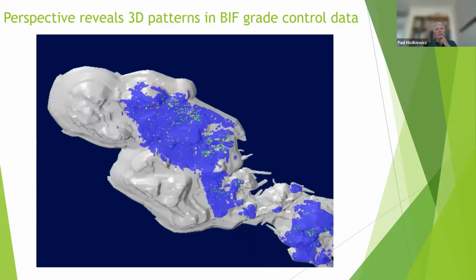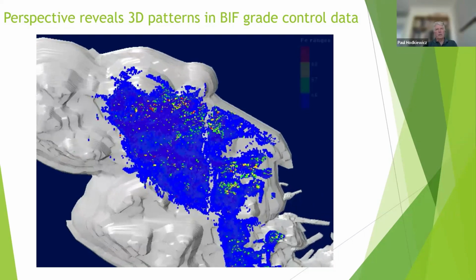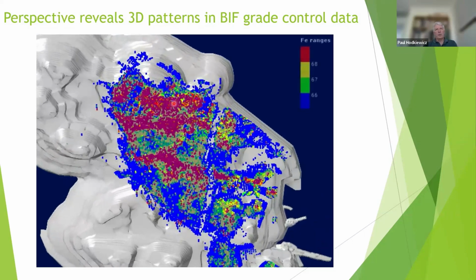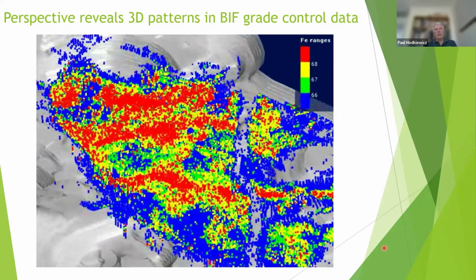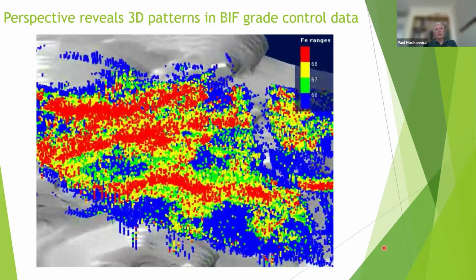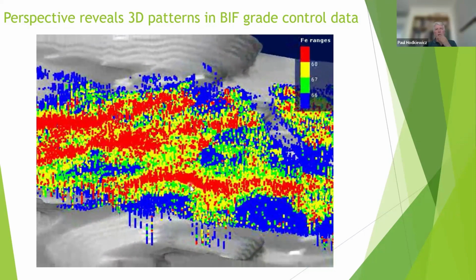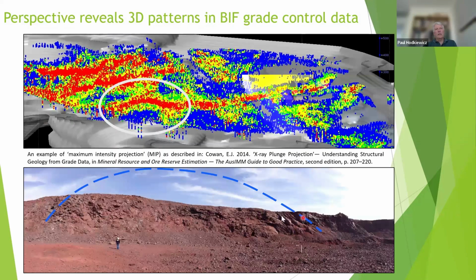So zooming in a bit again, several 100,000 blast hole samples over many benches. You can see the high-grade iron ore in red, but it's only when you turn and look in a certain orientation that you can see these broad open folds. And that's no surprise in a banded iron formation. It's what you'd expect.